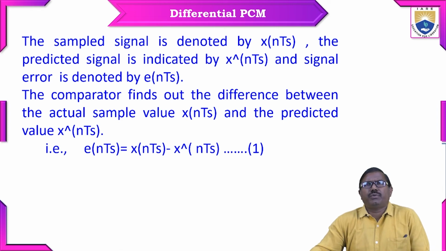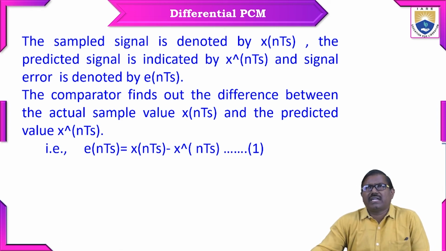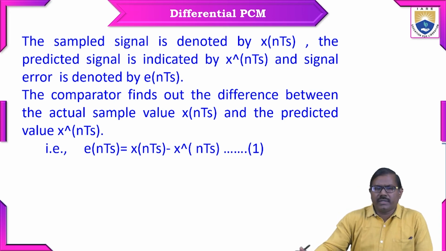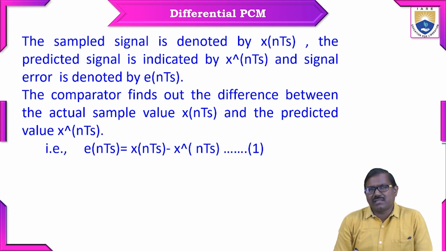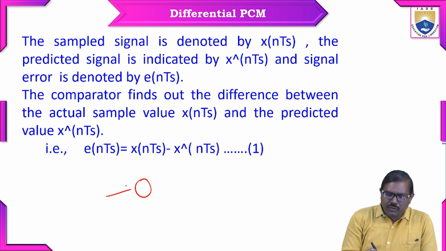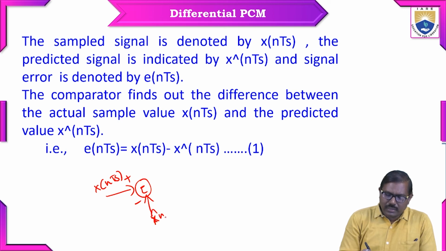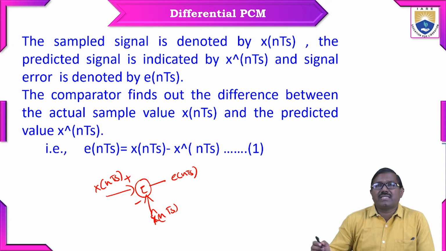Now the sampled signal is generated as x of nTs. The predicted value is generated as x cap of nTs, and the signal error is e of nTs. So we already discussed that e of nTs is nothing but x of nTs minus x cap of nTs. Here we have the comparator. For this comparator we give this value, x of nTs, and another one, x cap of nTs, and the produced one is e of nTs. So we can take this as equation 1.